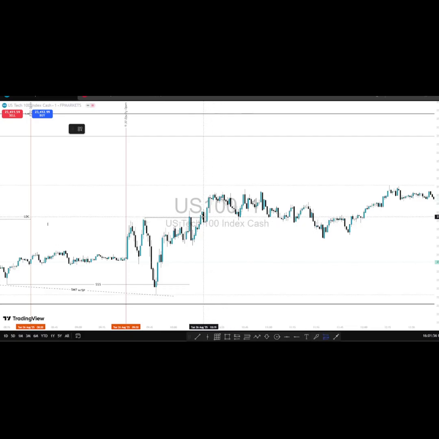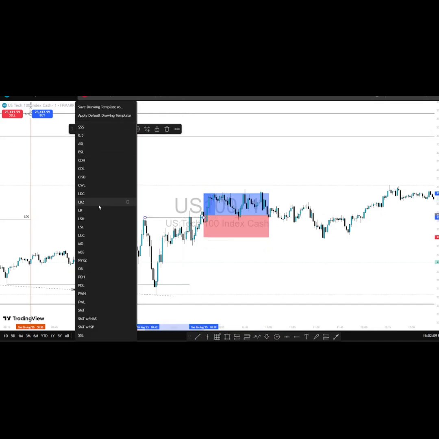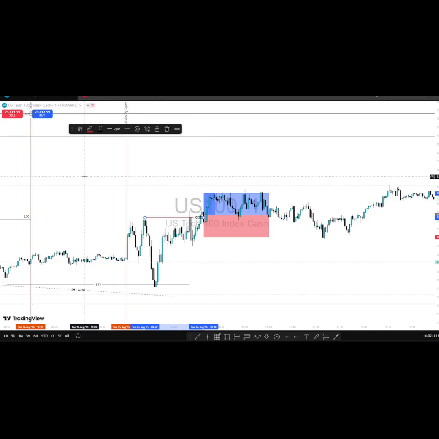That is my safest low. And where are my targets? Once I had that close, I took an aggressive entry, or you could have waited for that retest. So that is where my entry was. This is the 1 minute change in CSD. You need to notice that this is now a 1 minute change in state of delivery.